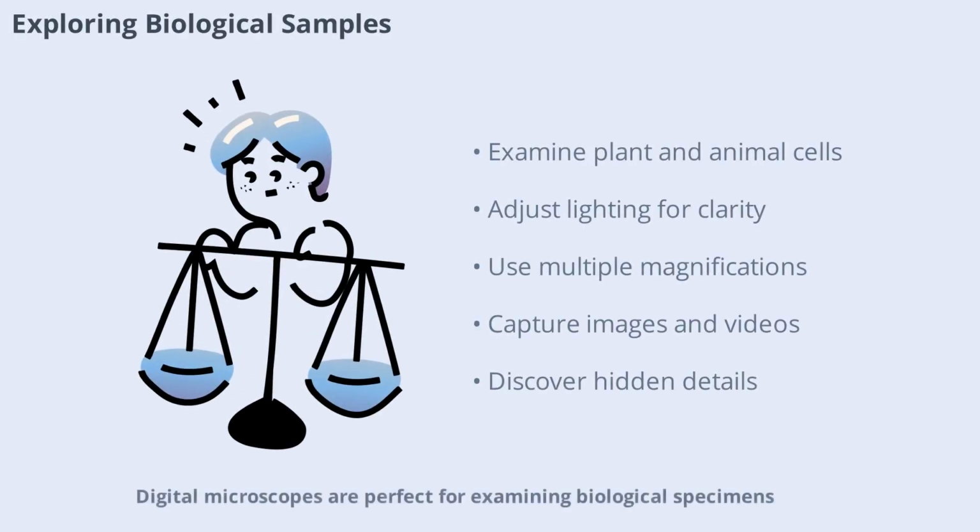Digital microscopes are perfect for examining biological specimens, such as plant cells, insects, or pond water. Prepare your sample on a slide and adjust the lighting for the best view. Use different magnification levels to explore various structures and details. Capture images or videos to document your findings. This hands-on exploration is not only educational but also incredibly rewarding, revealing the hidden beauty of the natural world.